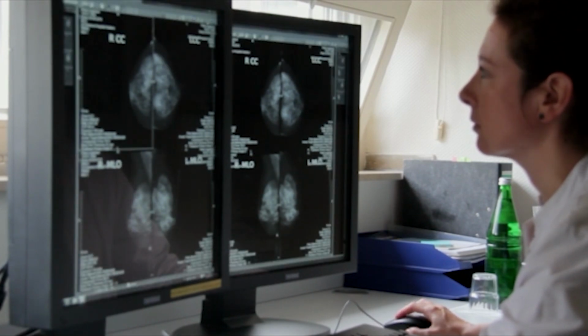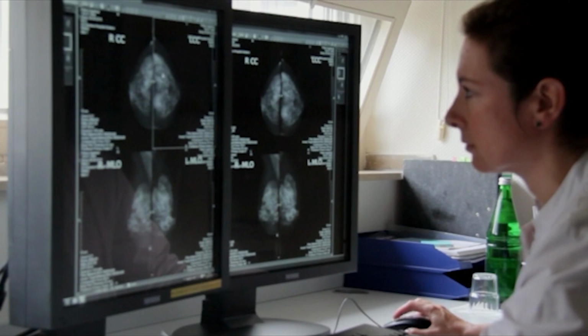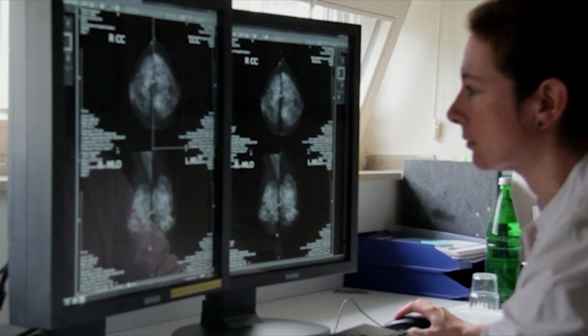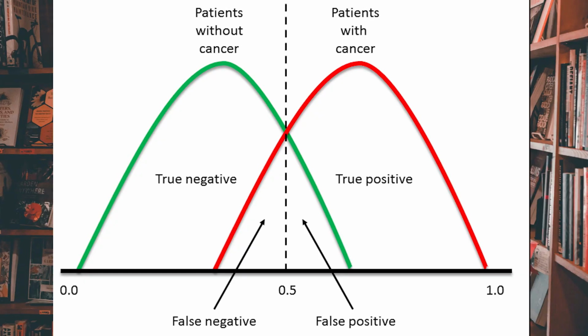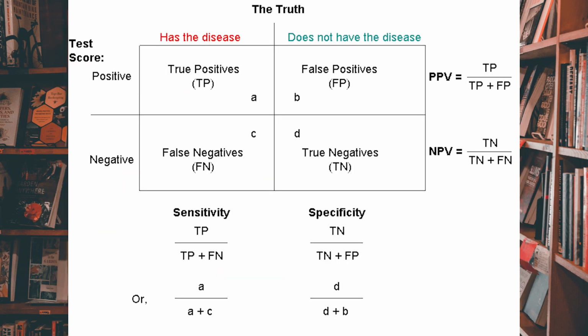What is referred to as sensitivity, specificity and predictive value can then be calculated from the number of people in each of the 4 cells. A denotes the true positive, B denotes the false positive, C denotes the false negative, and D the true negative. So sensitivity can be defined as the probability of a positive test in people with the disease. The formula is A upon A plus C.